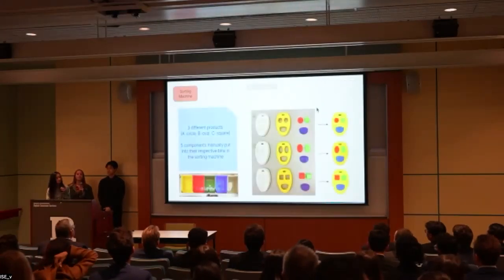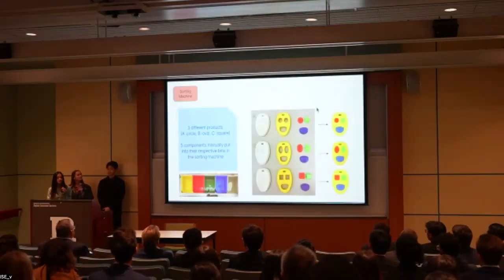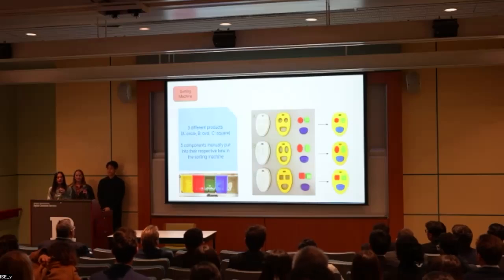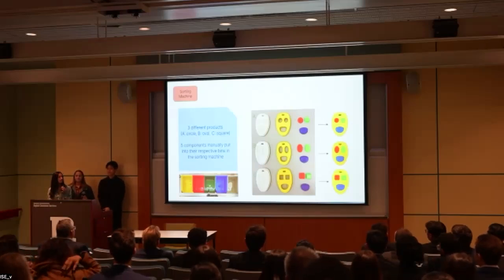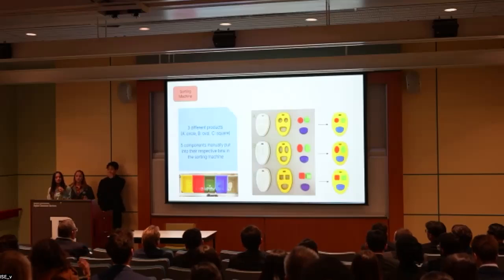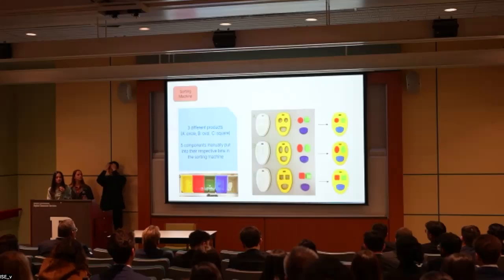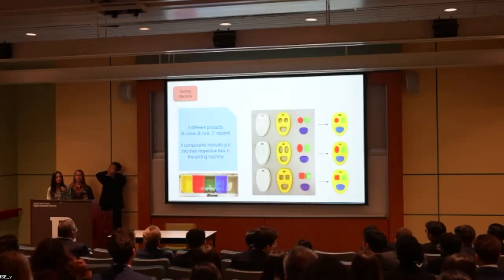So starting off is a sorting machine. There's 3 different products, product A, B, and C. For A, the red and the green pieces will be circles. For B, they'll be ovals. And for product C, it'll be squares. And each product consists of 5 parts. So each of these 5 parts are manually put into the respective bins of the sorting machine.